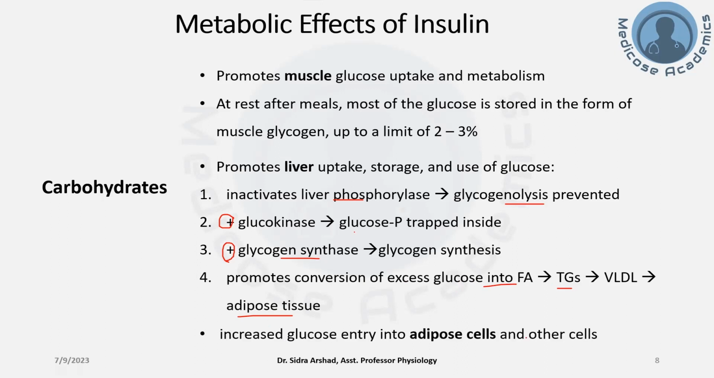At the level of adipose cells, so the resting skeletal muscle, liver hepatocytes, and adipose cells are the main players, because these are cells which are involved in the efficient carbohydrate metabolism in the presence of insulin. So insulin also increases glucose entry into adipose cells and other cells of the body. These are the effects of insulin on carbohydrate metabolism.